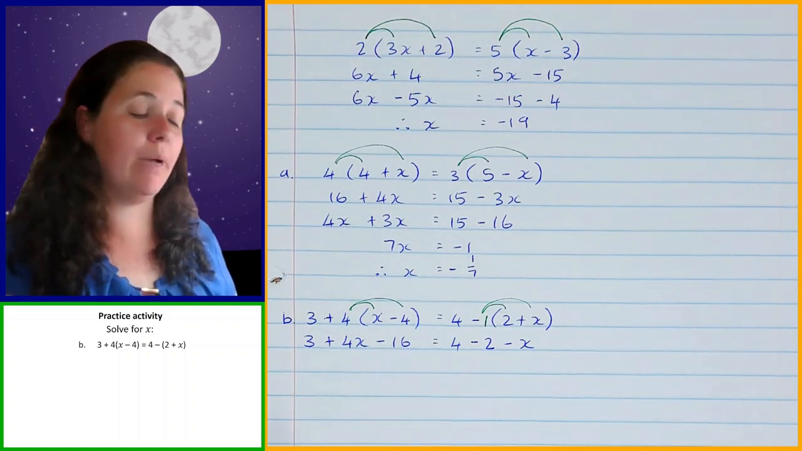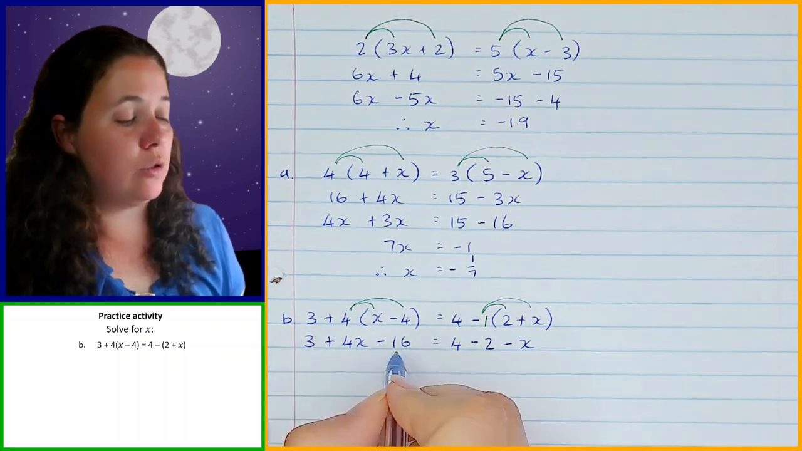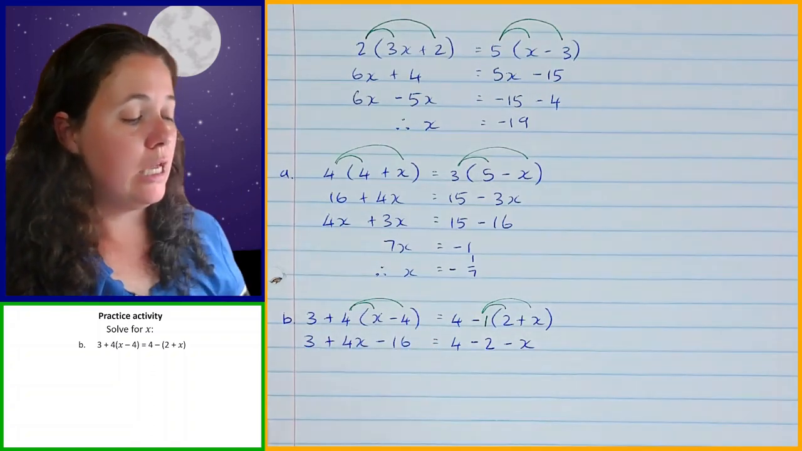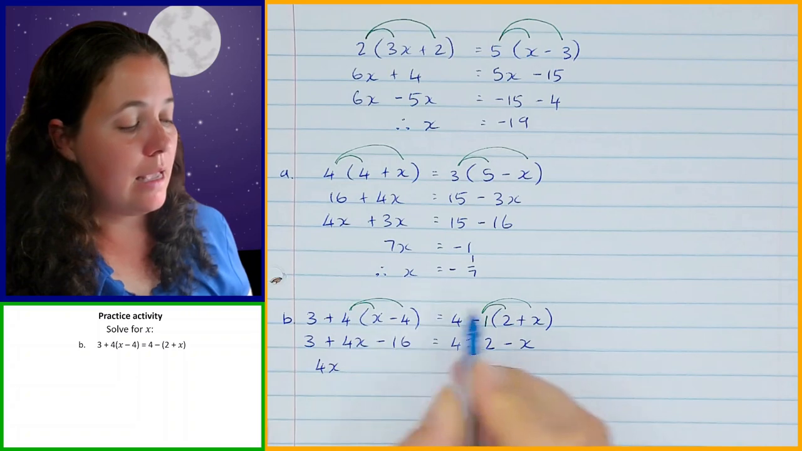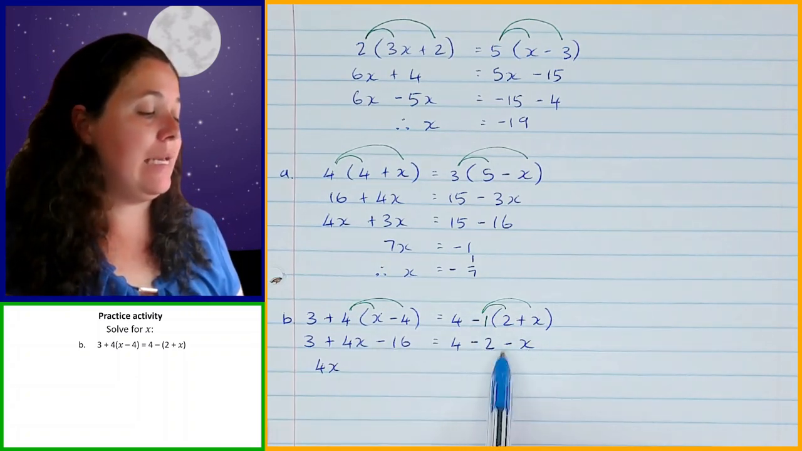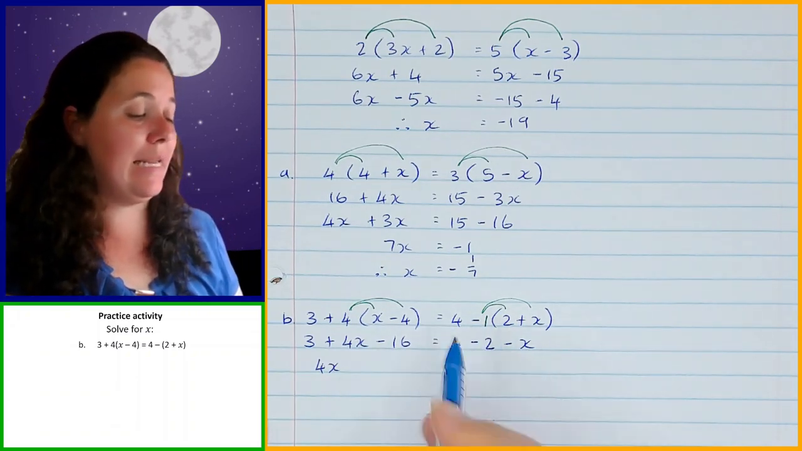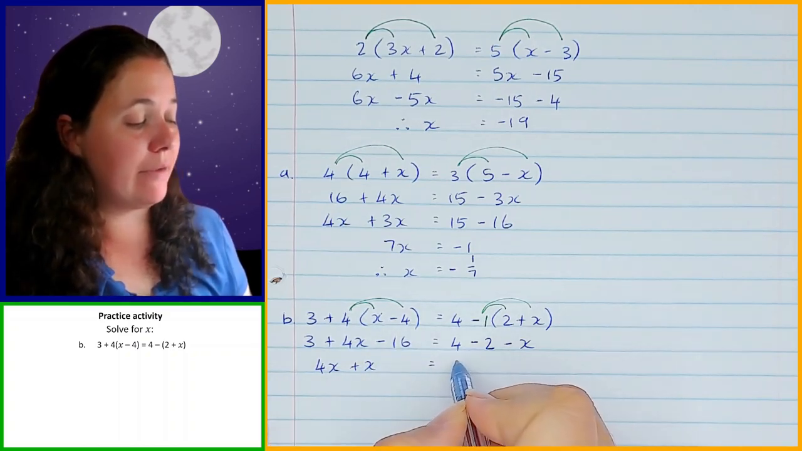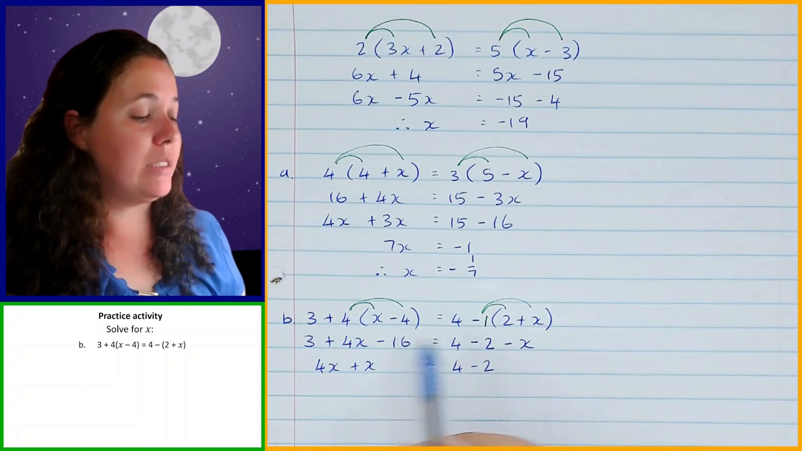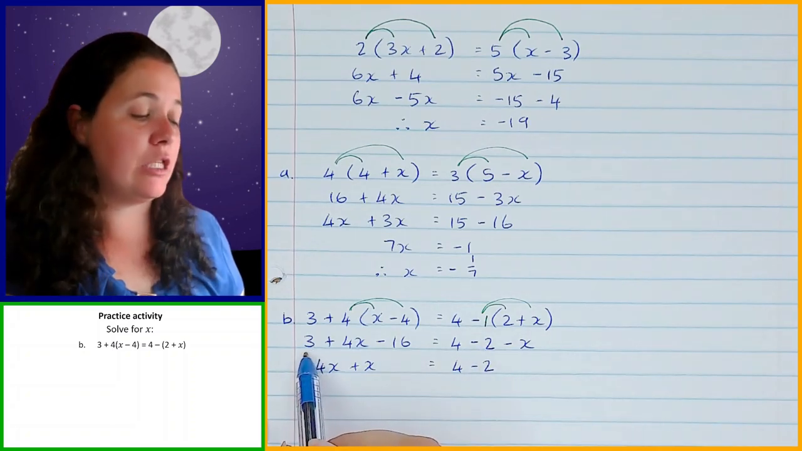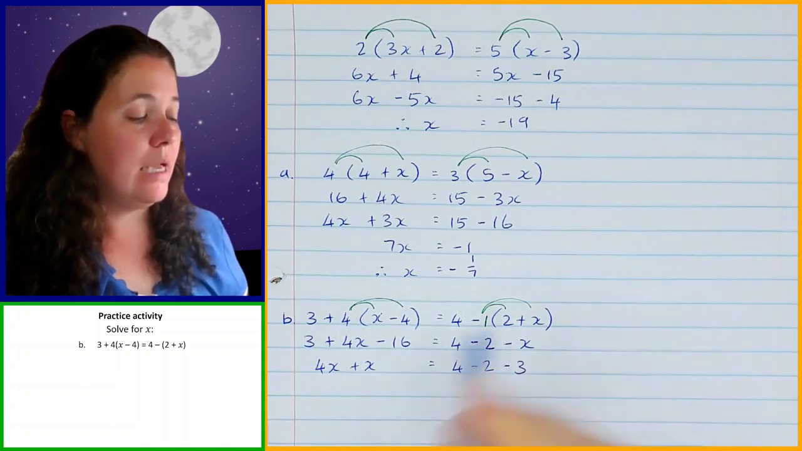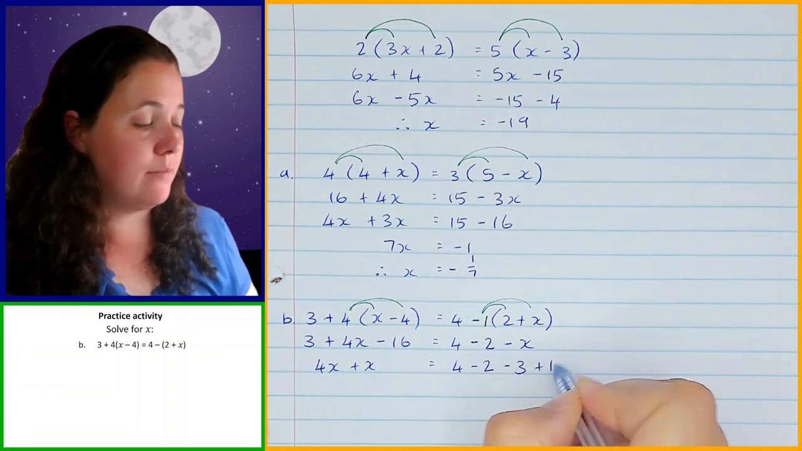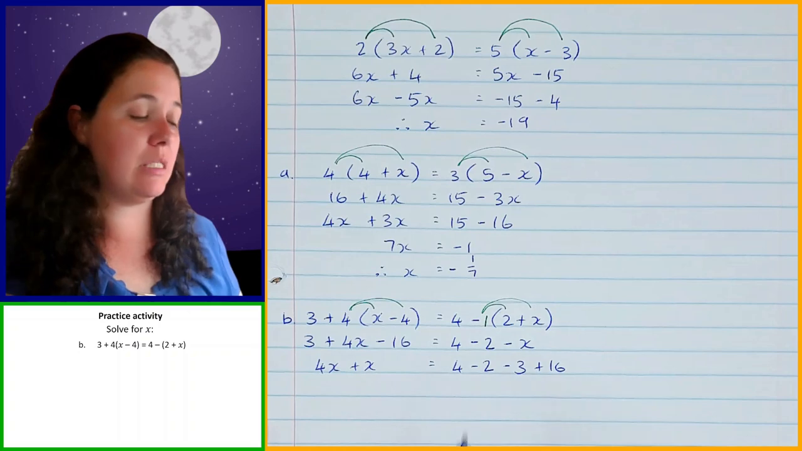So now I'm going to get all my x's on the left-hand side. I'm going to ignore the constants for now. I'll get to them when I get to the right-hand side. So I've got 4x. Then on the right-hand side, I've got a negative x that I want to get rid of, so I'm going to add x on both sides. Then on the right-hand side, I've got 4 minus 2. Then I want to get rid of this 3 on the left-hand side, so I'm going to subtract 3 on both sides. And then I want to get rid of this negative 16, so I'm going to add 16 on both sides. Okay, once I've done that, I can now simplify.